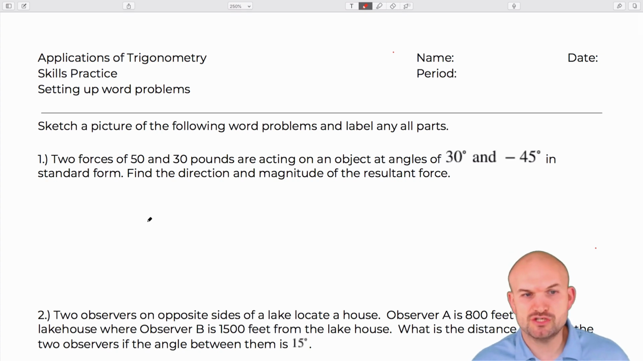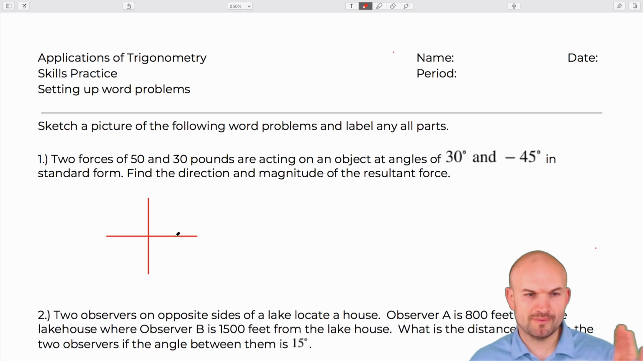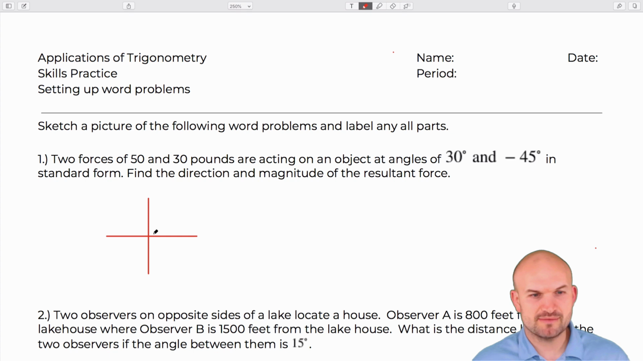So in the first one, it says two forces of 50 and 30 pounds are acting on an object at 30 degrees and negative 45 degrees in standard form. So if you remember, in standard form, we're just going to have an xy axis, right? And remember, standard form is measured off the positive x-axis. And we have one that's going to be 30 degrees. So let's say there's that force. We'll label that at 30 degrees. It doesn't say, but I'm assuming typically it's going to be respectively. So that's going to be 50 pounds at 30 degrees, and then 30 pounds at negative 45 degrees.